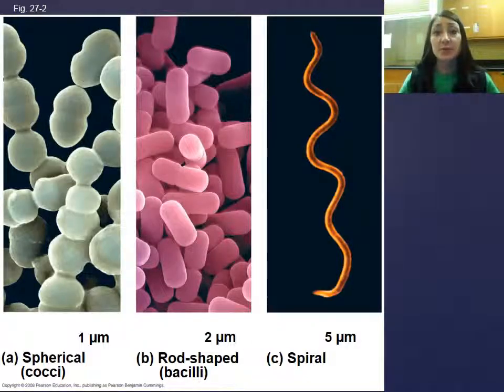Here are images of what those prokaryotes look like. They can be spherical, which is also called cocci. If they form chains, they are streptococci, which you are seeing here. They can be rod-shaped, which is also called bacilli, and they can be spiral-shaped, and you're looking at a spirilla in the last image on the right.